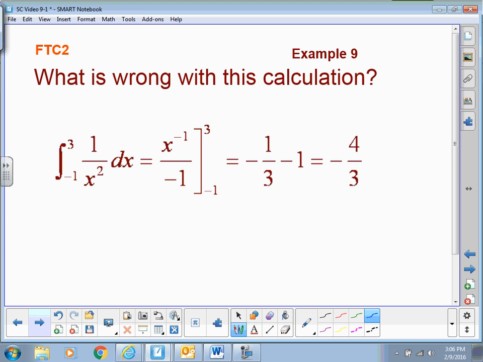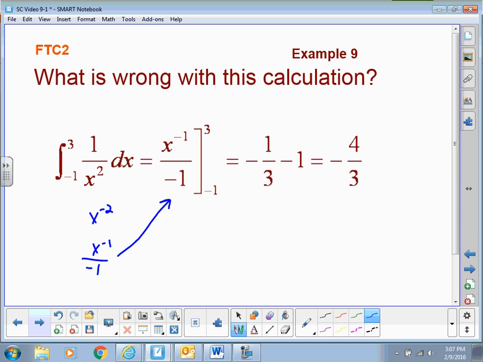So what's wrong with this calculation? You could think of this as x to the negative 2. So if you took the antiderivative, the exponent goes up 1, and then we're dividing by negative 1, or think of it as 1 over negative 1. So that matches, and then they put the 3 in. Well, 3 to the negative 1 divided by negative 1 is just negative 1/3, and then when you put negative 1 in, that'll give you minus 1, and you get negative 4/3.